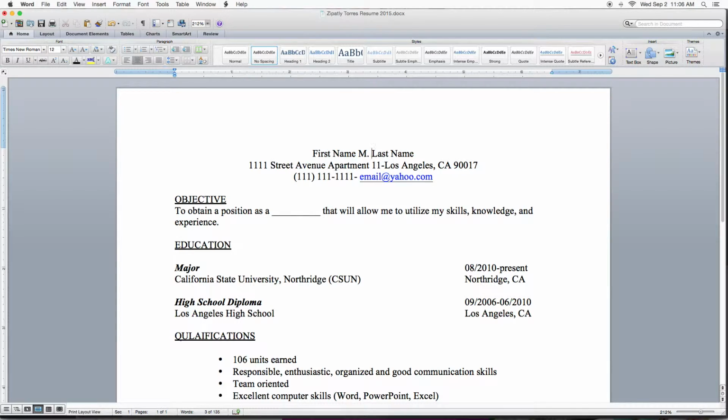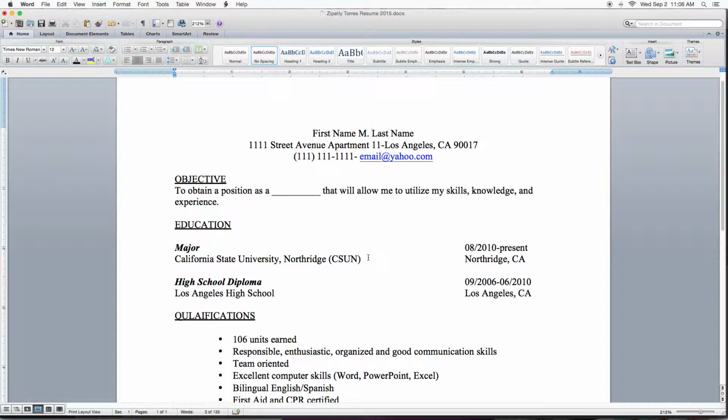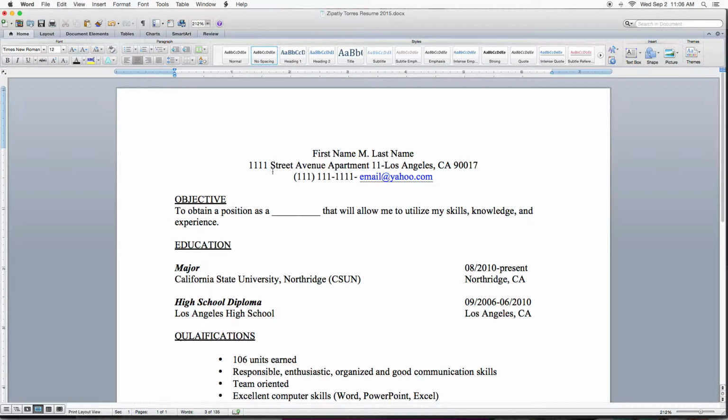So after you put your first and last name, you want to put your address, and obviously I used my actual resume, but I just substituted a bunch of things and changed some of them. So you want to put your street address, and if you live in an apartment, you want to spell out the whole apartment and then put the number. But if you don't, all you have to do is just put your address, and it should look something like that.